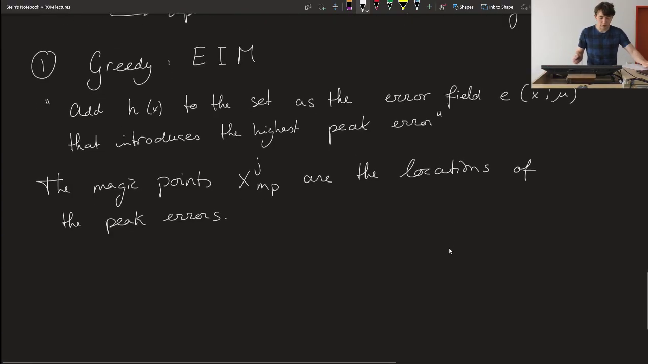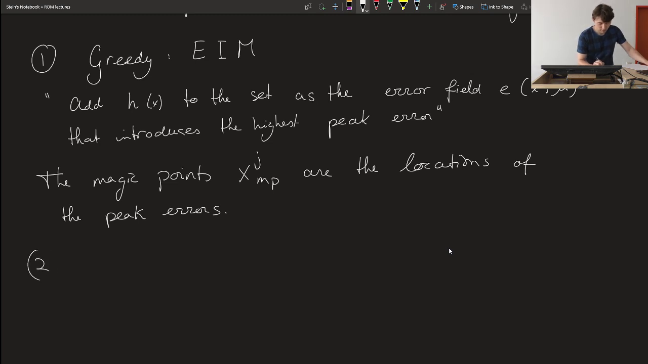Now, what was the other approach to doing this? That was a principal orthogonal decomposition approach. And if we do that, then we get a discrete exterior interpolation method.